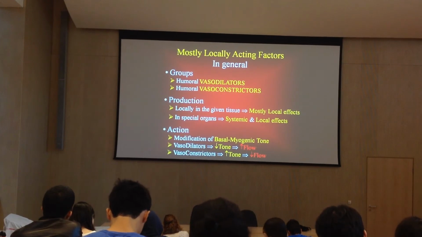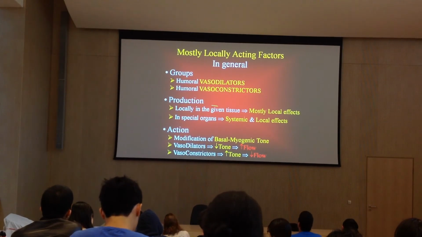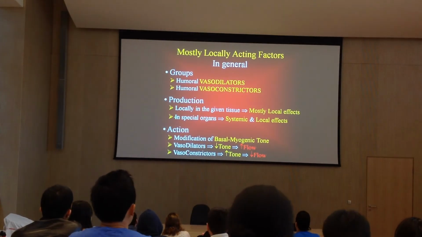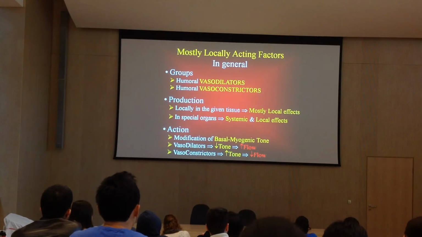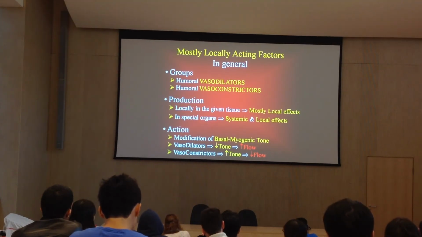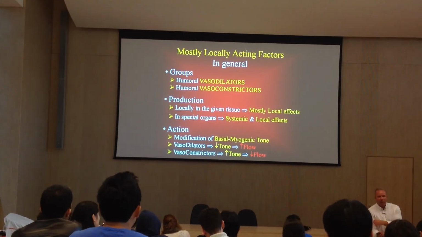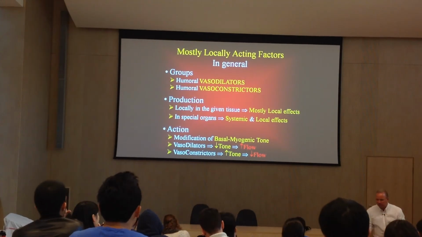And we usually have two subgroups, based on where they are produced. The number one group is usually locally produced in the given tissue, therefore they are going to exert local effects. So let's say I have a working skeletal muscle, and I am producing something in my working skeletal muscle, let's say it's a humoral vasodilator agent, therefore it is going to mostly act at the site of the production, in situ.